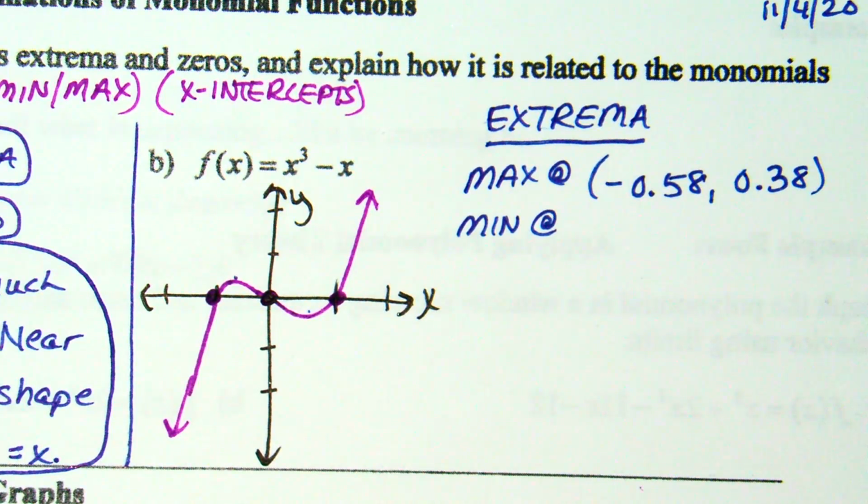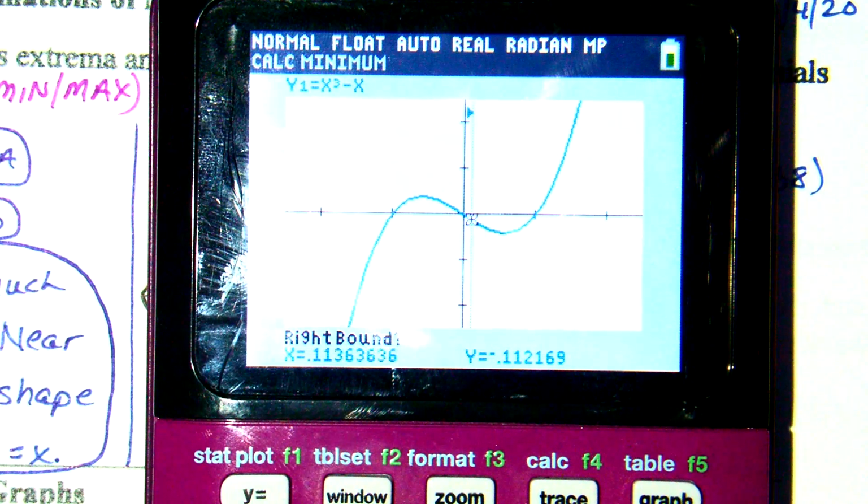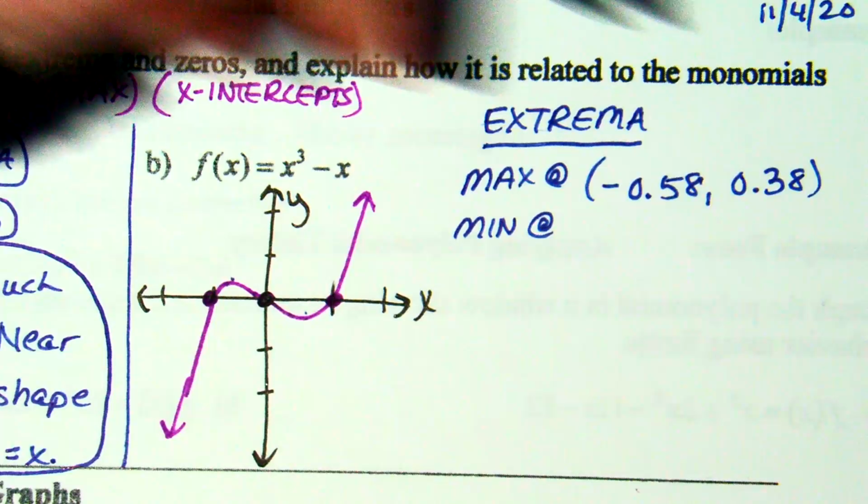Okay. Did you guys find your minimum? So I'm going to go left of my minimum. So I'm around (0, 0) there. For my right bound, I'm going to go right of my minimum, over towards (1, 0). And then my guess is that low point somewhere between 0 and 1. And do these values seem familiar? Yeah, it's just opposite signs. Okay, so my minimum is happening at (0.58, negative 0.38).